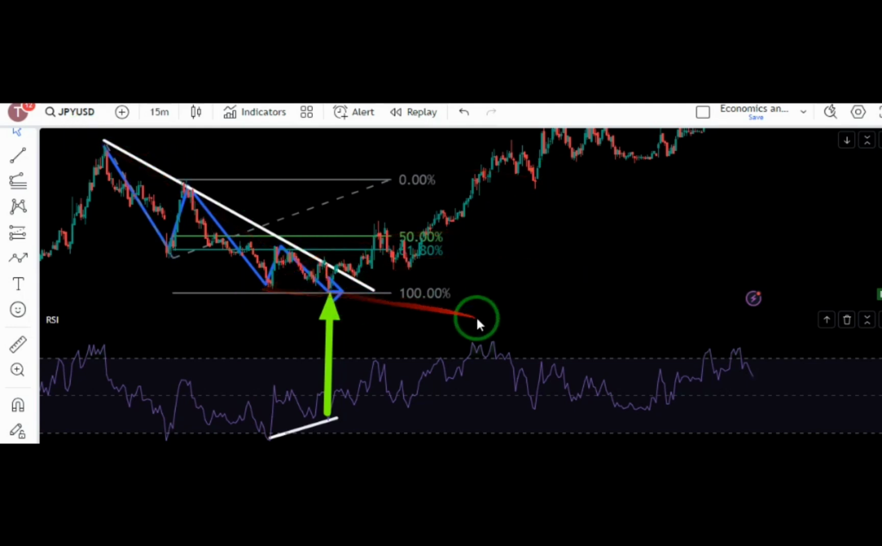We have used three identification methods: one is Fibonacci extension, the second is trend line, the third is RSI divergence. So friends, we are coming to the conclusion. We can identify approximately.